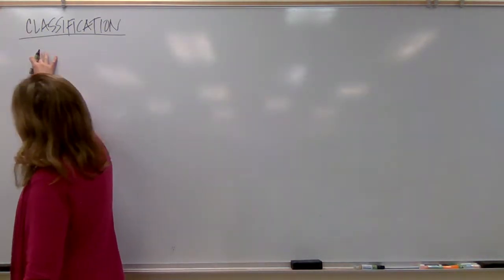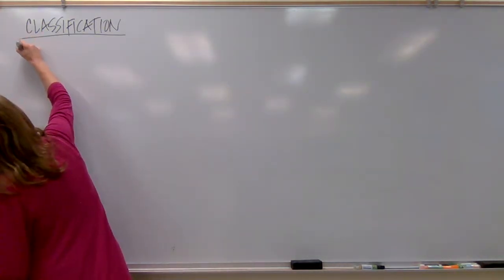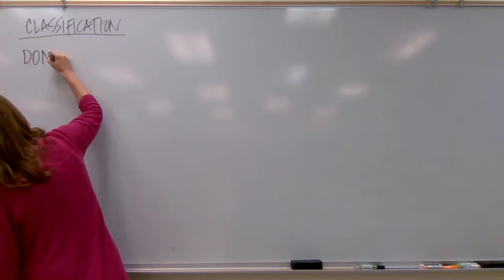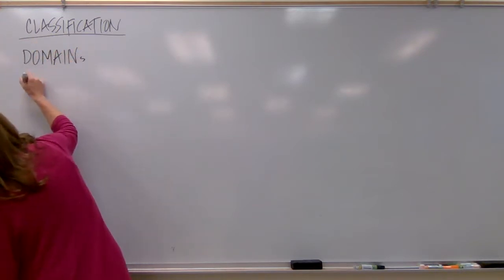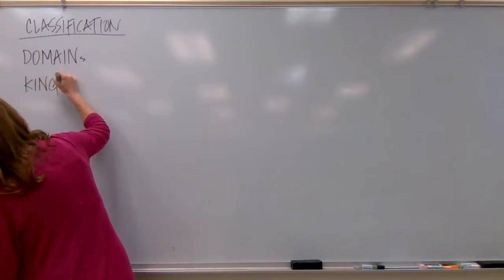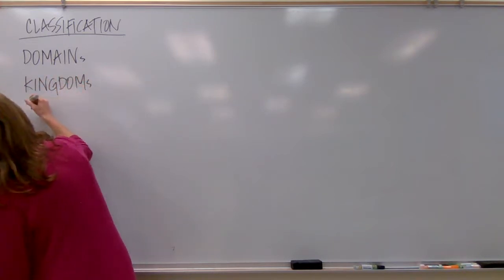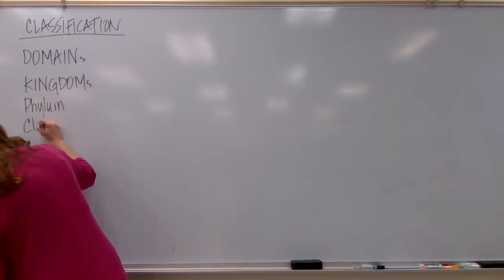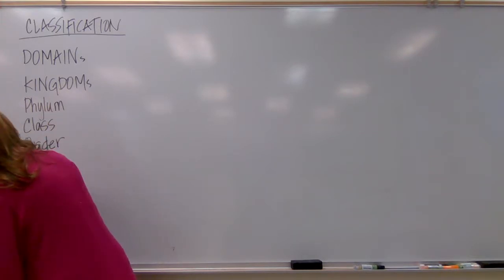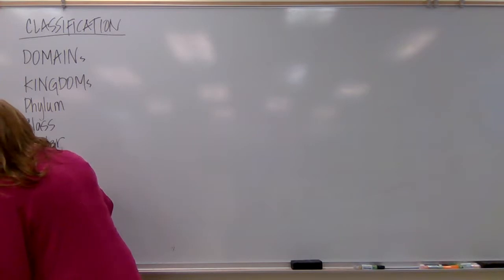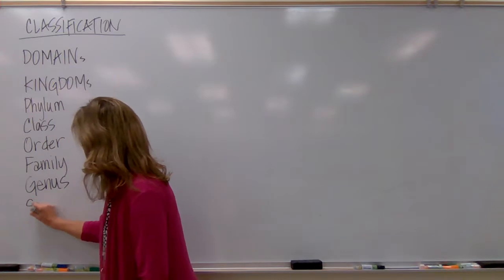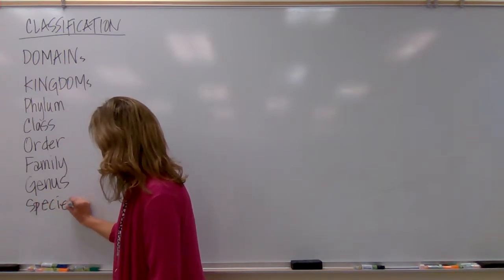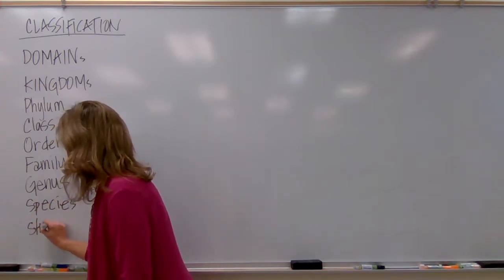The main levels of classification we'll be looking at in here will be domains, kingdoms, and then there will be phylum, class, order, family, genus, species, and strain.